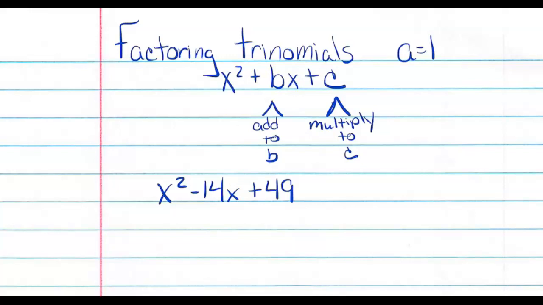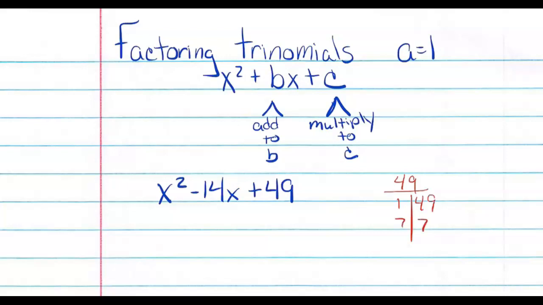I notice it's positive, so think about how we could get a positive out of two factors, but when I look at b, it is negative. So I need two factors that multiply to give a positive and add to give a negative. I know that my factors of 49 are going to be 49 and 1, and then the next one is going to be 7 and 7.